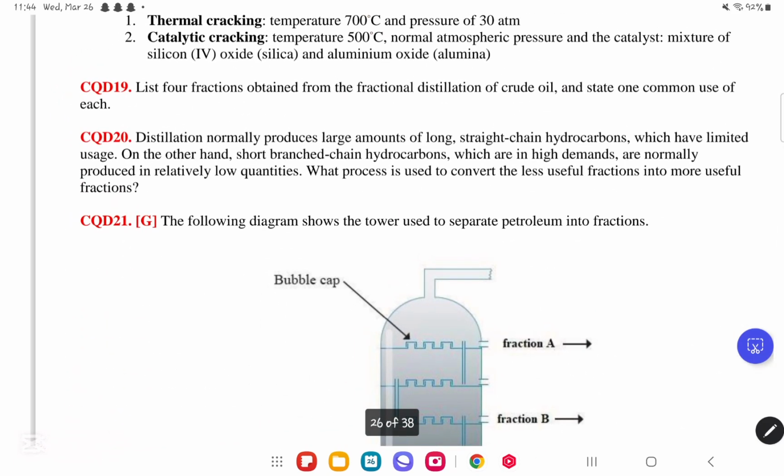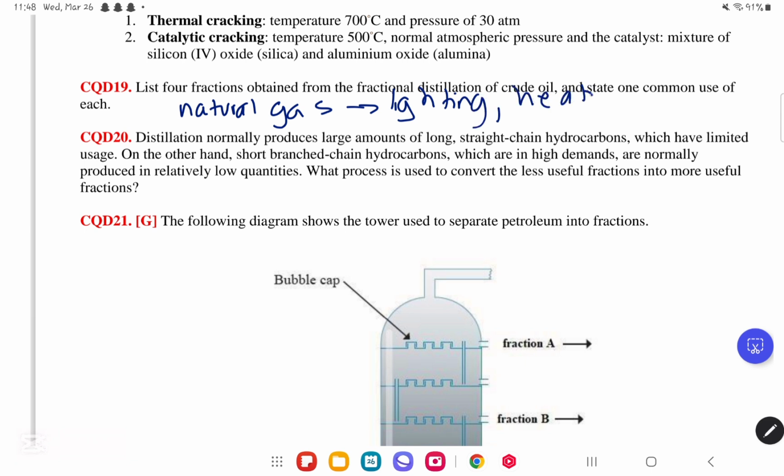The next question we have is CQD number 19. In CQD number 19, list 4 fractions obtained from the fractional distillation of crude oil. State 1 common use of each. First thing, the 4 fractions obtained from fractional distillation of crude oil. We have natural gas or refined gas. Okay, this is used for lighting and heating purposes.